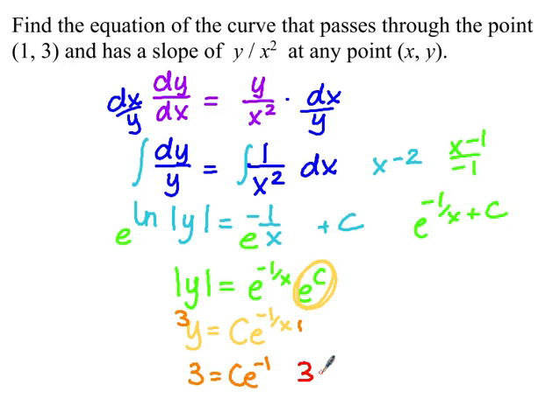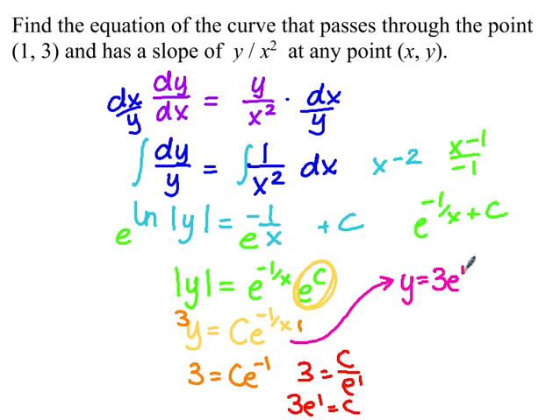So basically it's like this, right? E to the negative 1 is like this. So really, what does c equal? 3e to the first equals c. Okay, so now I've got to plug that in. And yes, we're going to have to simplify a little bit. So we're plugging it in here to the yellow. So y equals 3e to the first, times e to the negative 1 over x.